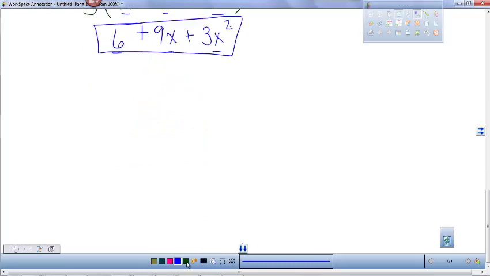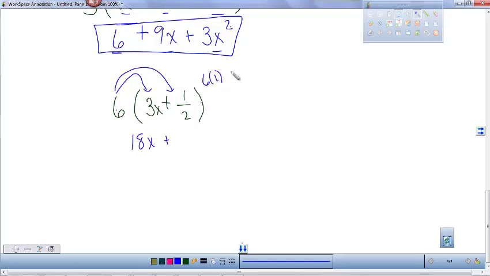One more thing with distributing that I want to show you is sometimes we have fractions. Let's do 6 times (3x + 1/2). So 6 times 3 is 18x plus, now 6 times 1/2. What you do, the easiest way to do this is to take 6 times 1, which is 6. So I took 6 times 1, and then you divide by 2, so 6 divided by 2 is 3. So I get 3.